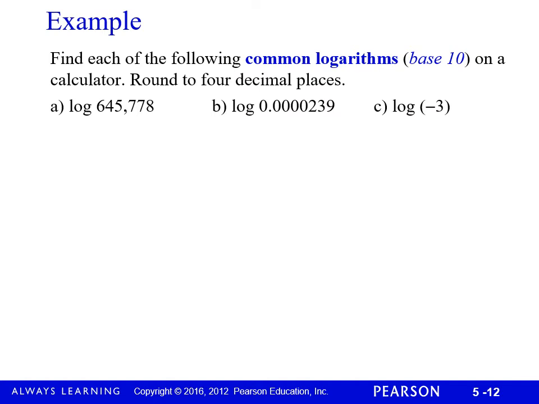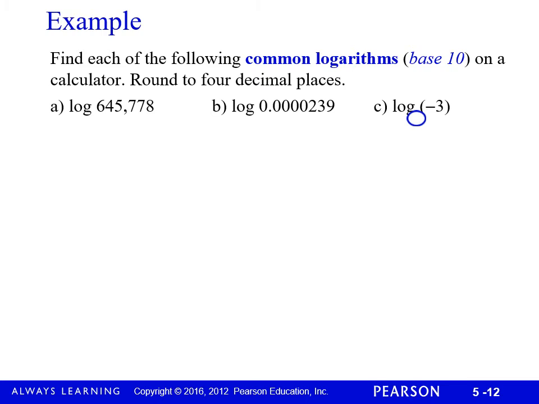Find each of the common logarithms, base 10, on a calculator. You'll find on your calculator that there is a log button that's right to the left of the number 7. This is the common logarithm. It's base 10. It's called common because our decimal system, our numerical system, is a decimal or base 10 system. Okay? You'll notice that when we are talking about common logs, there is no number at the base. Okay? So if there is no little number written after the word log, then these are common logs and they are base 10.